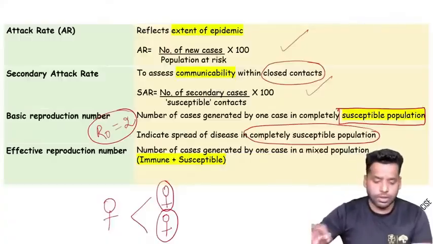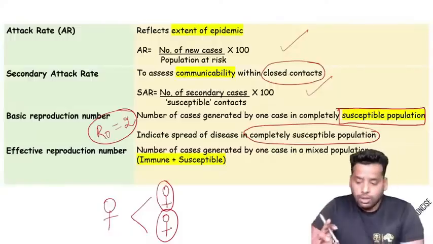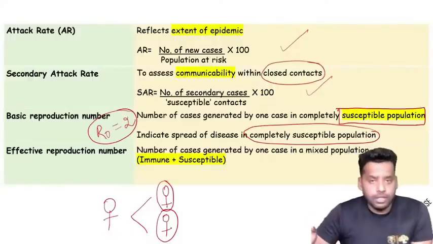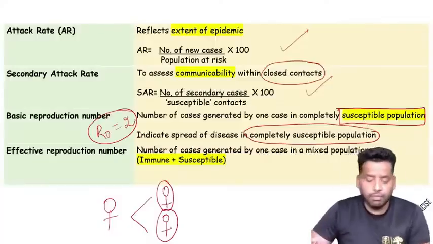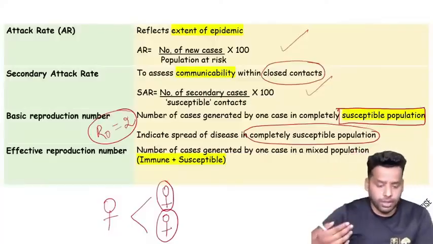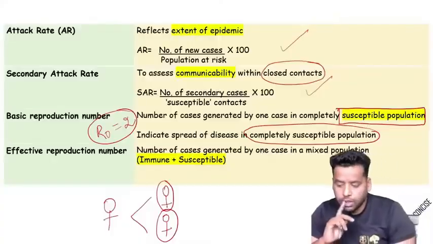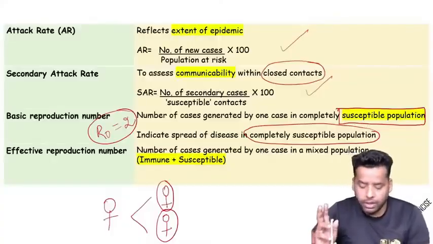Tell me true or false: lockdown, social distancing, double masking, all these precautionary measures will help in reducing the basic reproduction number. True statement, very good.